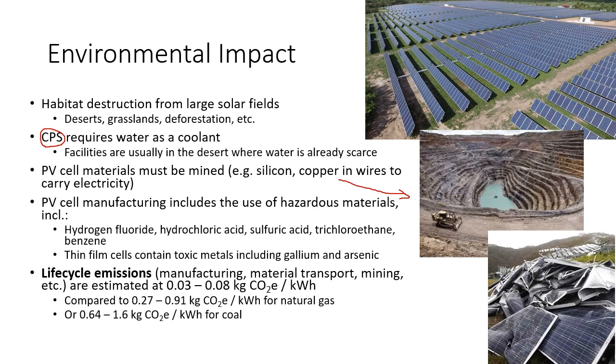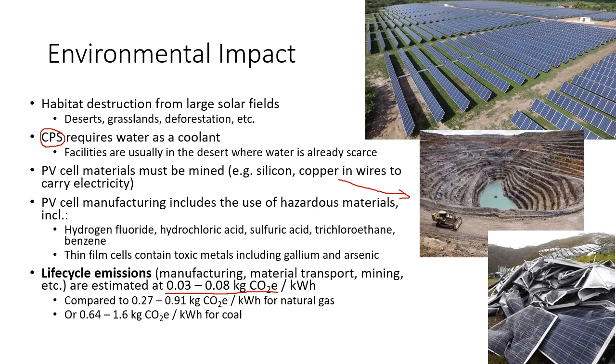Manufacturing can expose people to hazardous materials. The recycling process of solar cells can expose people to hazardous materials that are in the solar cells themselves, especially heavy metals. However, the life cycle emissions are very low compared to the fossil fuels. So even though we're going to be emitting some carbon dioxide through the mining process, the transportation process, the installation, the recycling, the disposal, it's still a fraction of what it is for either coal or natural gas or petroleum.